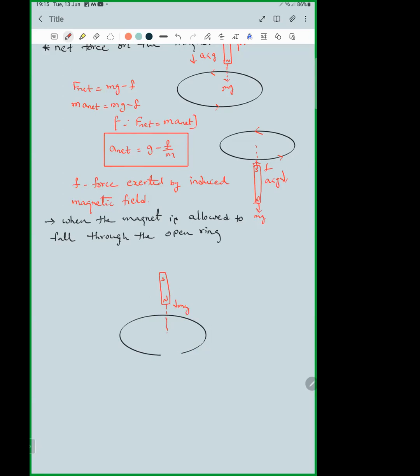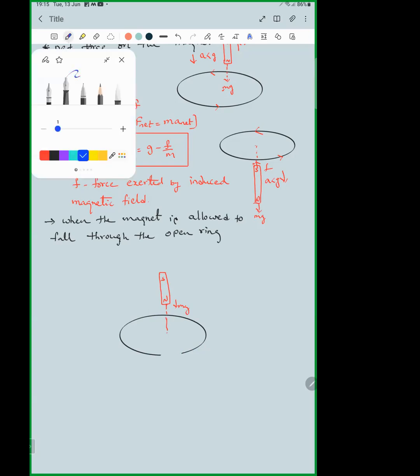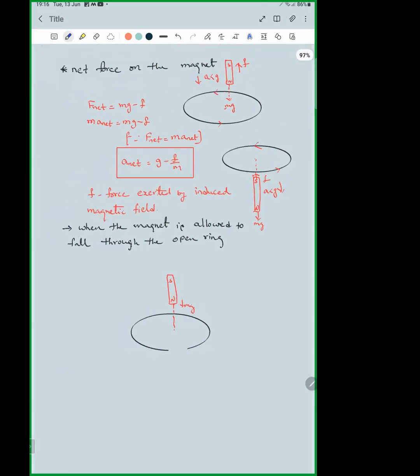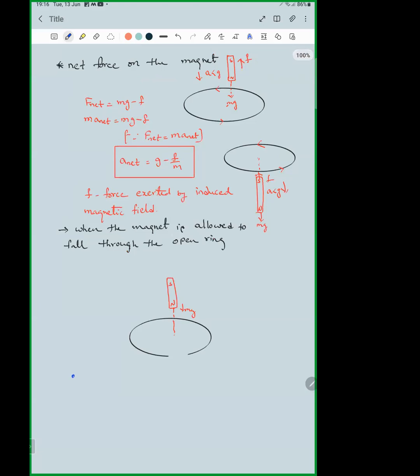Now write down the basic points or special conditions for this. The special conditions are: EMF is induced in the coil. There is no induced current.